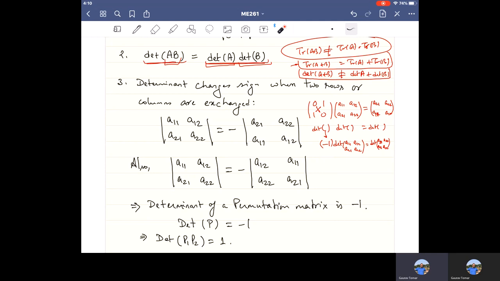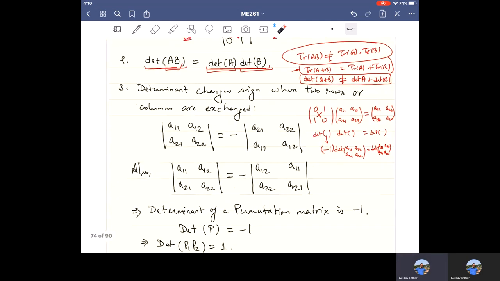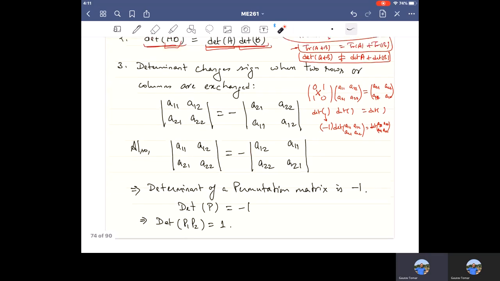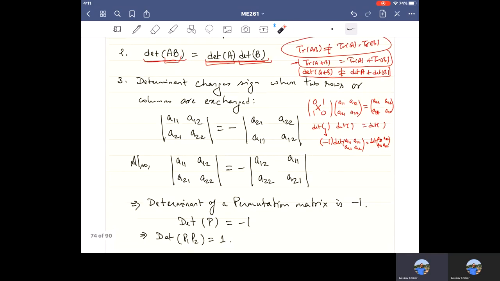Anyway, you can exchange, instead of just rows, columns also. When you exchange columns, you again introduce a minus sign, the same way. If you do 2 exchanges, then one exchange is minus 1 and the other exchange will also be minus 1. Then 2 exchanges, 2 permutations, will make it 1. So the determinant will come back to the same thing if you exchange twice.